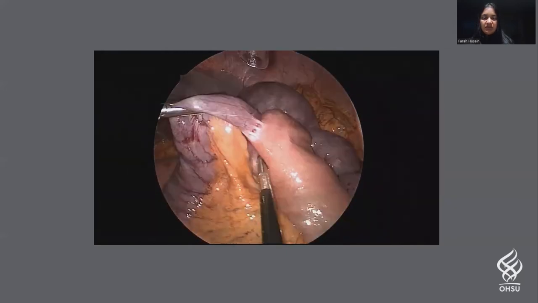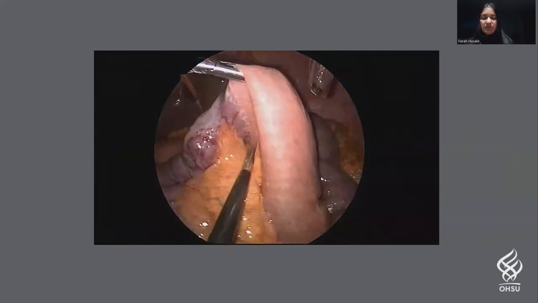Our entire Roux limb looks extremely ischemic. Our biliopancreatic limb looks healthy, and we're checking for the jejunojejunostomy defect. In this patient, we did not find a defect here. It was a little patulous, so we reinforced that closure, and then we found the actual defect at the Peterson's, pseudo-Peterson space, and that was closed.